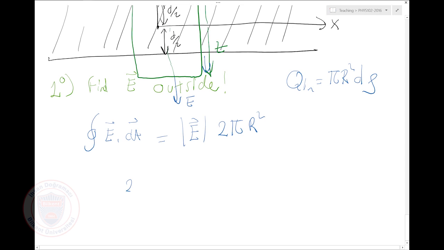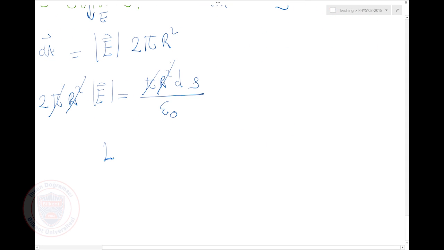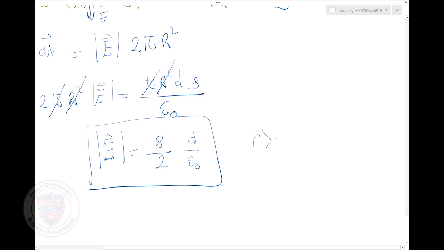So now Gauss's law tells me that 2 pi r squared E magnitude is pi r squared d times rho divided by epsilon 0. Pi is cancelled. More importantly, r squares cancel. E magnitude is rho over 2 d over epsilon 0. And that's on the outside, where absolute value z is larger than d over 2.